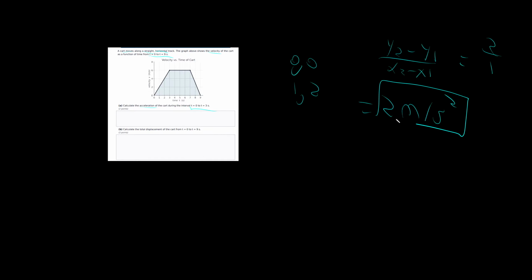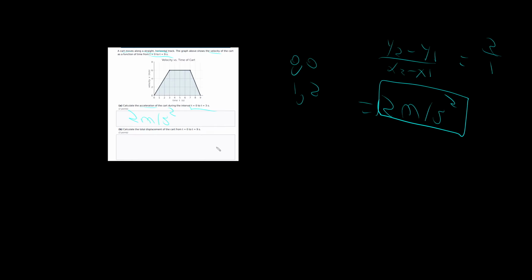We know that the acceleration on a velocity over time graph is just the slope. And so we can take our first point, 0, 0, and then our second point, which is 1, 2, and find the rate of change. So that's y2 minus y1 over x2 minus x1, which is 2 minus 0 over 1 minus 0, so 2 over 1, which is equal to 2 meters per second squared, because it's acceleration. So that's our answer for A.